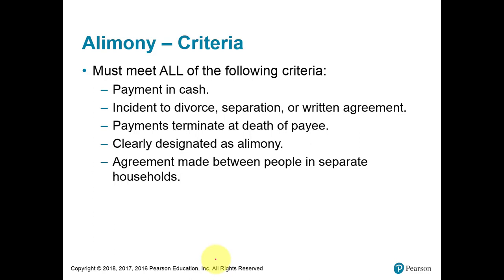To be able to claim alimony, the amount has to be in cash or payments in lieu of cash, has to be because of divorce, has to be in writing, the divorce decree, has to stop when the recipient dies, has to be clearly stated as alimony in the agreement. And the people that are ex-spouses cannot live in the same home.